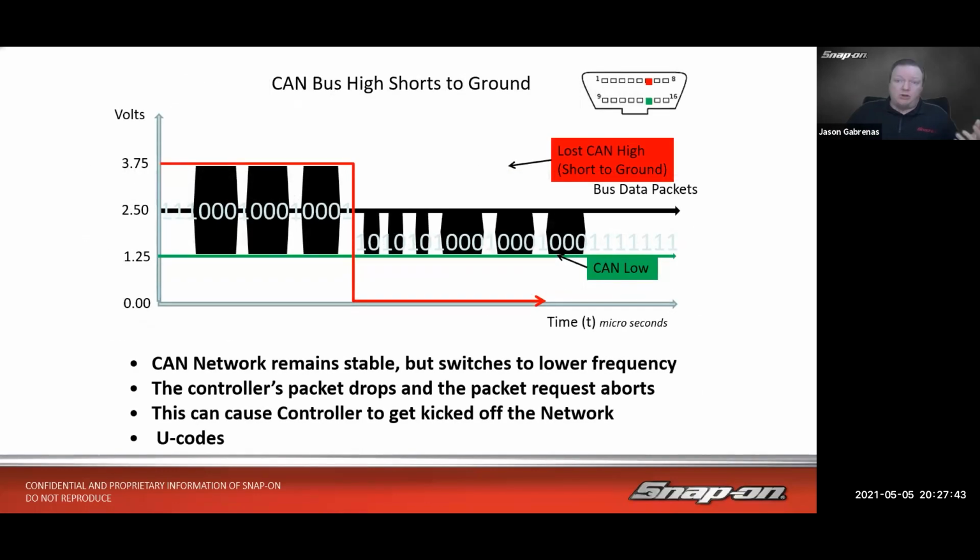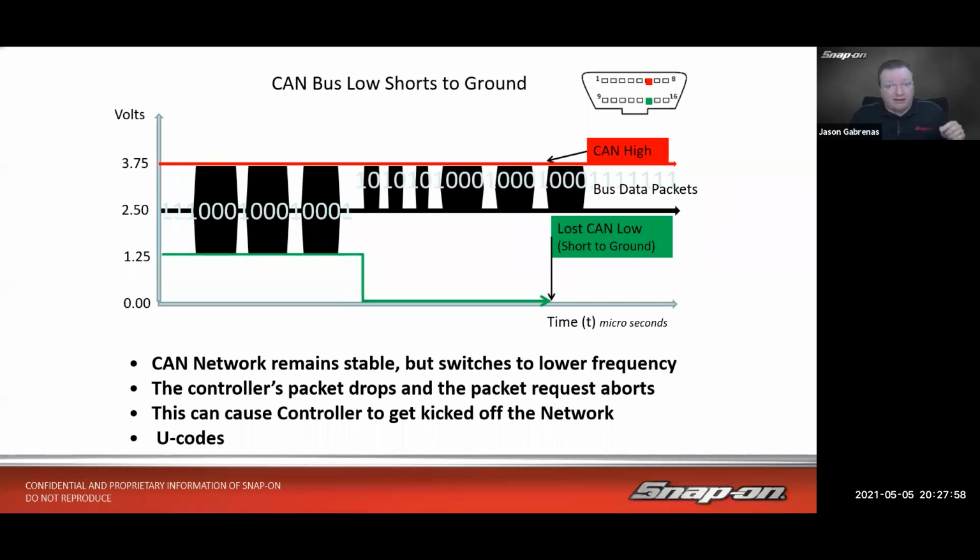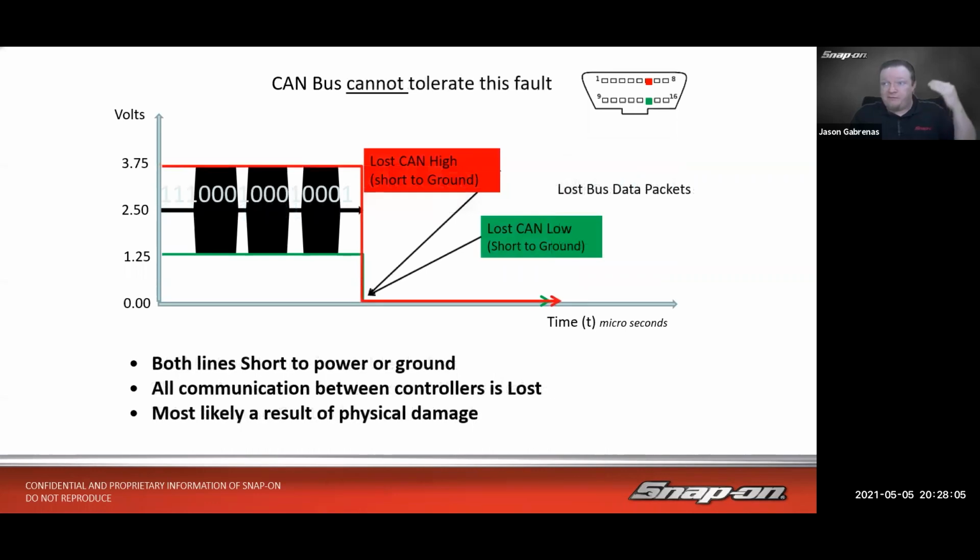Now, we could have a short to ground on one side and not the other side, and it would still transmit. It's going to switch to a lower frequency and it's still going to transmit, but we could still get error messages. If my low side goes and not my high side, the network remains stable, switches to a lower frequency, but once again, gets dropped off the network eventually. If both sides are shorted, usually physical damage is the problem. So all communication will be lost past that point on the network. And like I said, most likely physical damage.